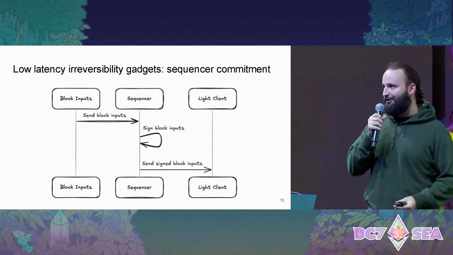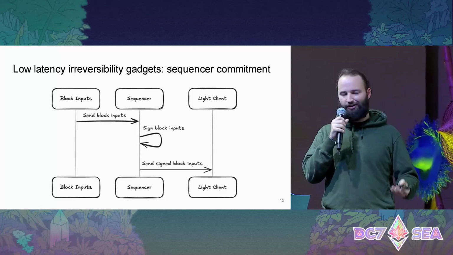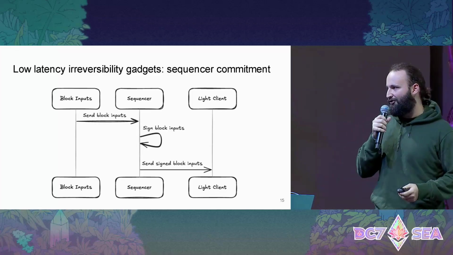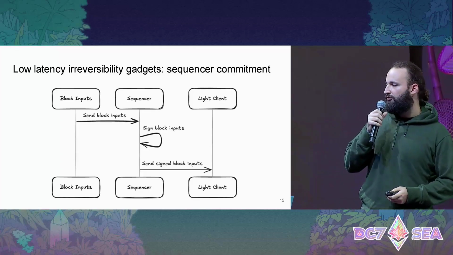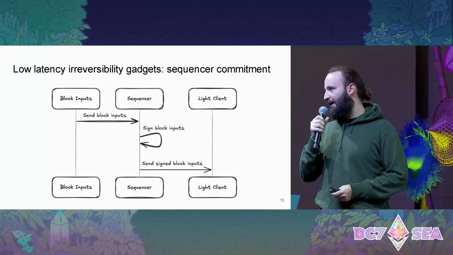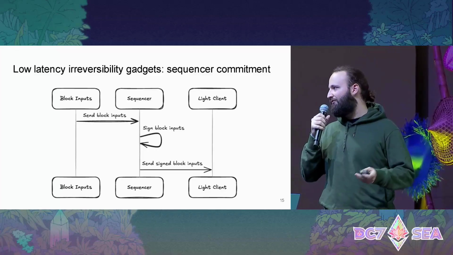So our latency is very low. Really, the only hot path we have is signing. But our security is also very low. It's just as secure as trusting the sequencer. What's nice about this design is that most L2s already implement this today as part of their sequencer pre-confirmations. So we kind of get it for free.